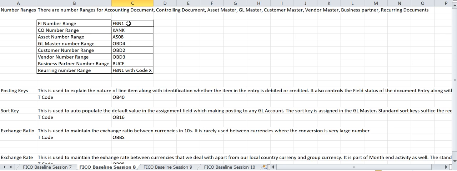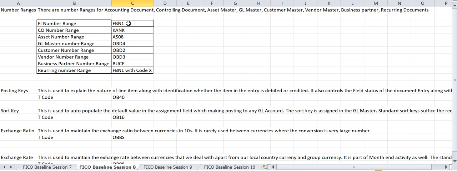Coming to the next one, the controlling document. Whenever we make a posting into any module, whether that is GL accounting or any other submodule, and if those submodules or main module involve posting on a GL account that is also a cost element, then the controlling document is also generated. For those controlling documents, the CO number range must be defined so that those documents take the number from this range in a sequential order.